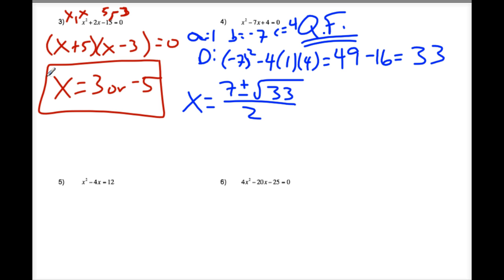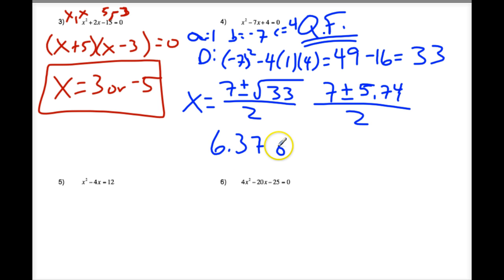The square root of 33 is 5.74. So 7 plus or minus 5.74, all divided by 2. Carefully type that in. 7 plus 5.74 equals 12.74, divided by 2, equals 6.37.